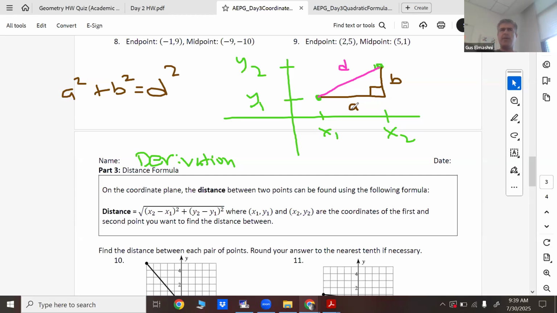Well, here's the deal. A is the horizontal leg. How do I determine the length of that from the coordinates? What would I subtract to get the length of A? I do x2 minus x1, correct, good. So I'm going to straight up substitute x2 minus x1 for A. That's logical. B is my vertical leg. How would I use the coordinates? Yeah, totally, y2 minus y1. There you go. Okay, so replace B with that.